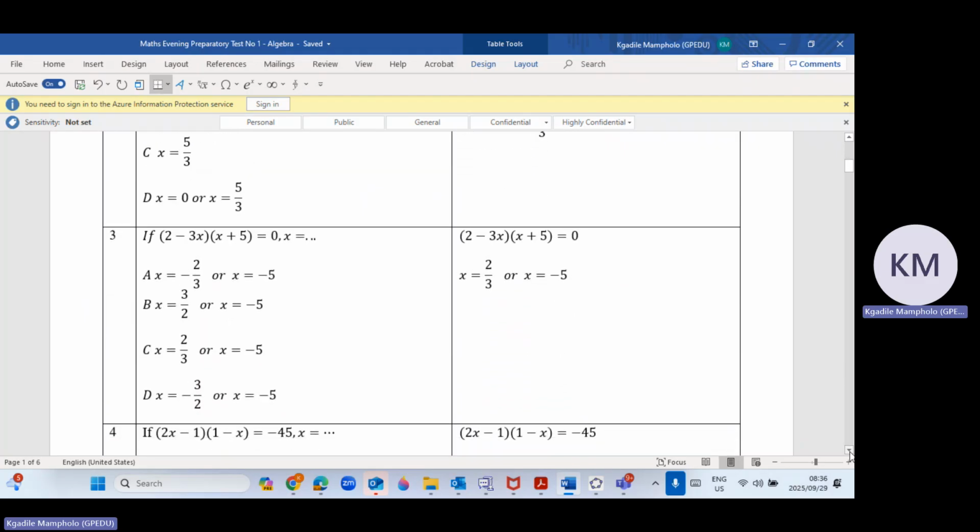Number 3, again, is a quadratic, it is factorized, and the other side is 0. If the other side is 0, you just find the values of x. So x will be 2/3, or x will be -5. Here there's no need to clear the brackets because the other side is 0. What is required of you is just finding the value of x.